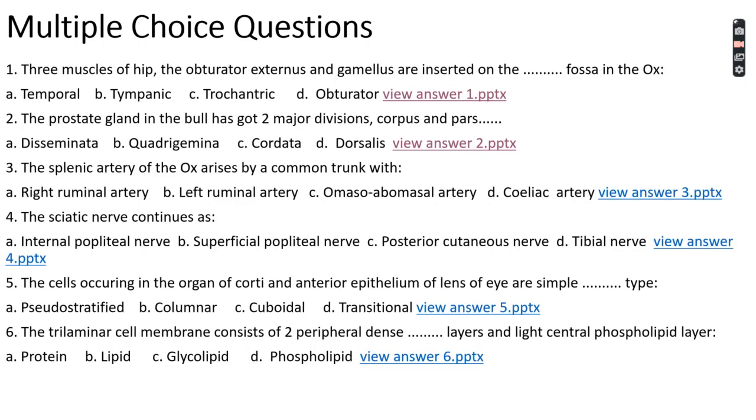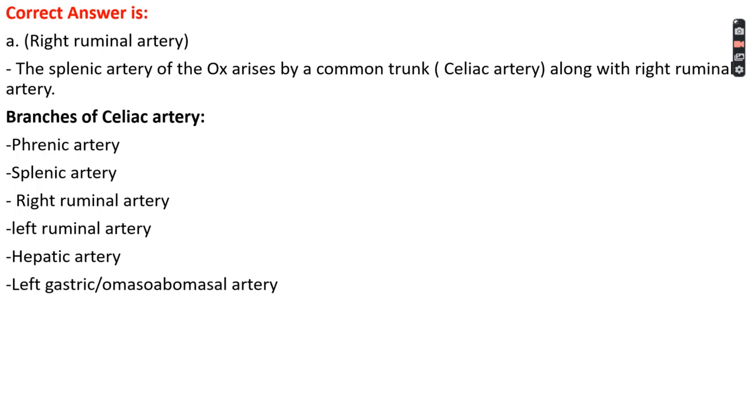Question number 3. The splenic artery of the ox arises by a common trunk with option A, right ruminal artery, option B, left ruminal artery, option C, abomasal artery, option D, celiac artery. The right answer is option A, that's the right ruminal artery. Okay. The splenic artery of the ox arises by a common trunk.